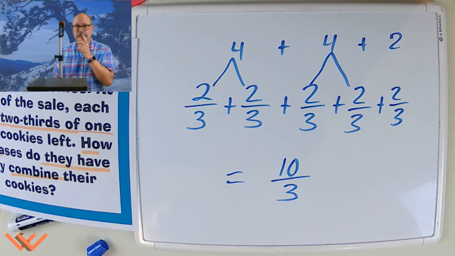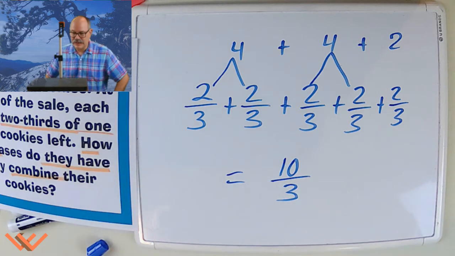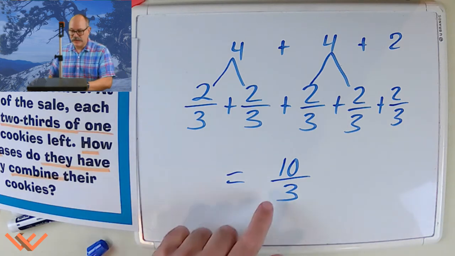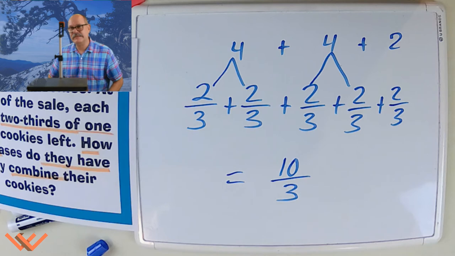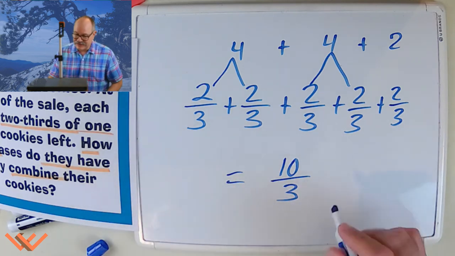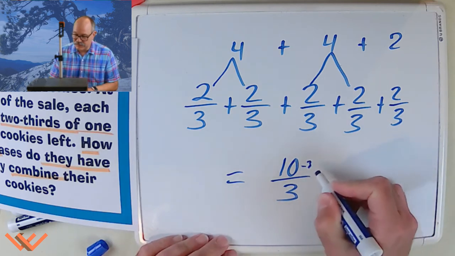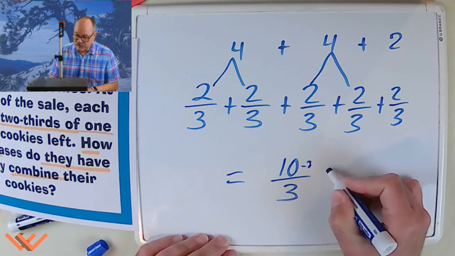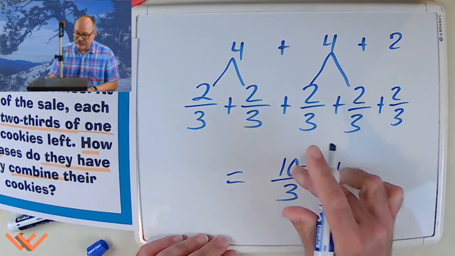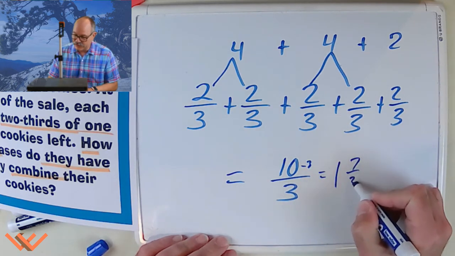That's how many cookie boxes that we have. Let's see, what can we do? If 3 boxes fit in 1 case, then we have 10. So if we take this out, I'm going to minus 3. Because 3 and 3 make 1, so that is equal to 1. And then we have 7/3.